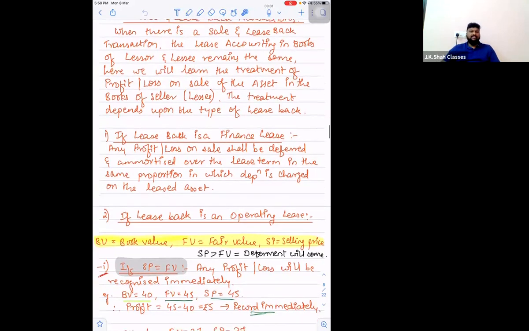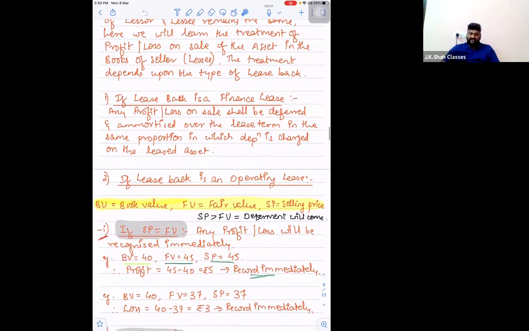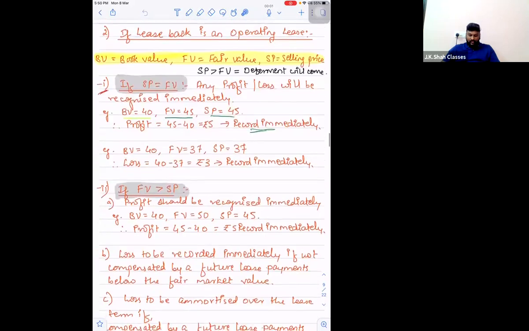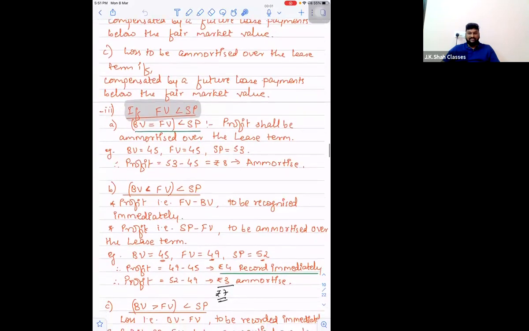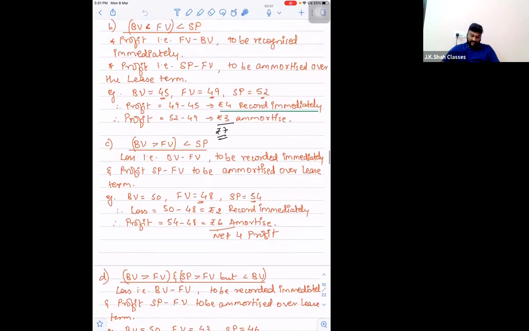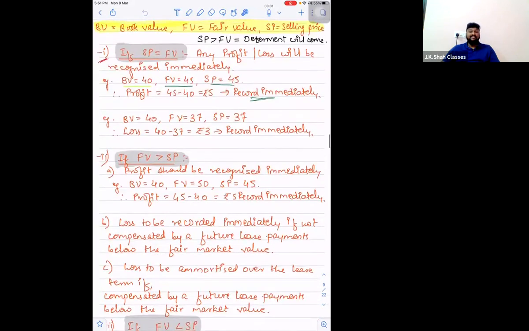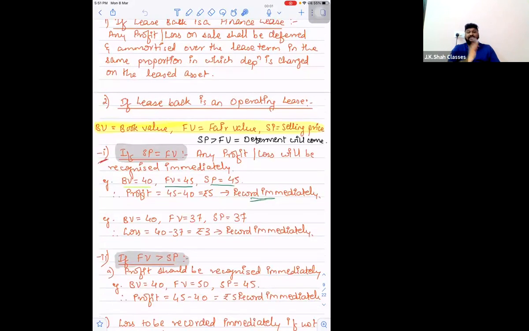Now the profit or loss completely depends upon what type of lease it is. God will save you if it's a finance lease because it gets over in one paragraph. But if it is an operating lease, as you can see, there are so many situations we have to discuss, eight various types of possibilities that can arise with respect to operating lease. But for finance lease, it is very simple.